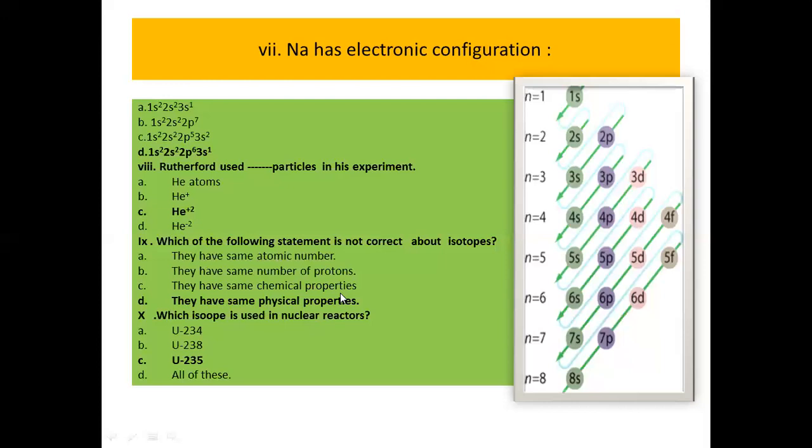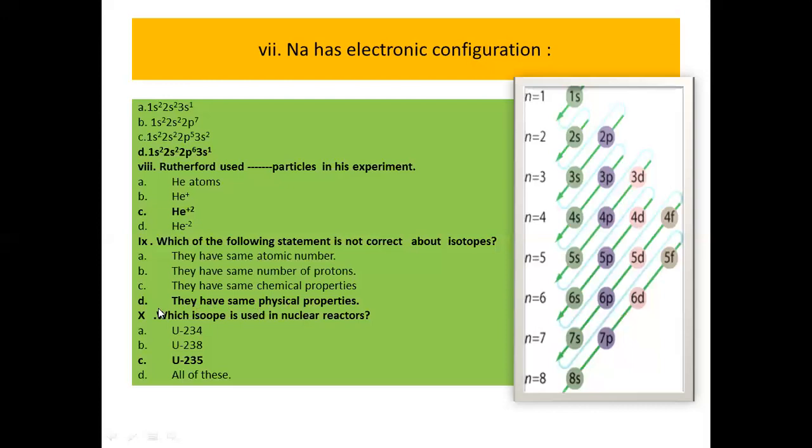So isotopes have the same atomic number, the same number of protons, the same number of electrons, and the same electrons in the outermost shell. So chemical properties will be the same, but they have the same physical properties? This is wrong. Isotopes never have the same physical properties. They always have different physical properties, because physical properties depend upon the mass number, and as the number of neutrons is different, the mass number is also different, and as a result the physical properties will also be different. So D is the correct option.